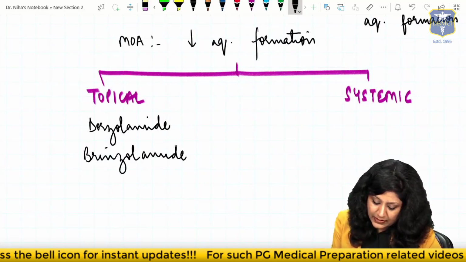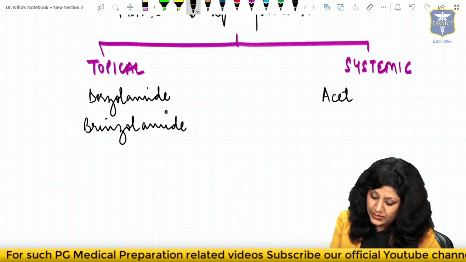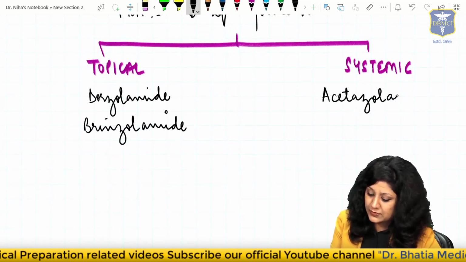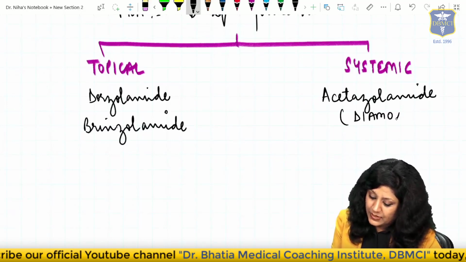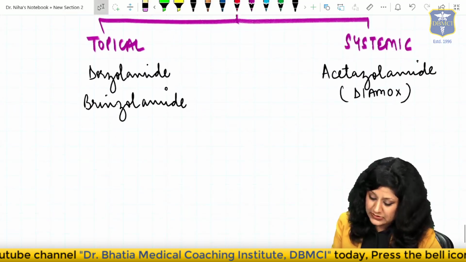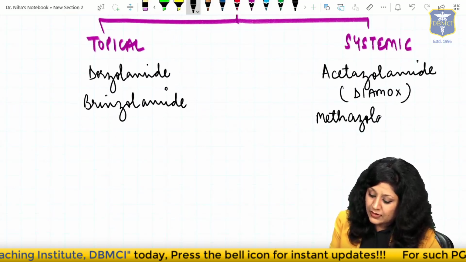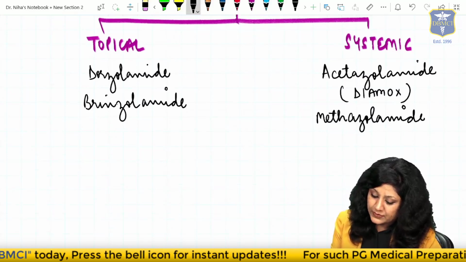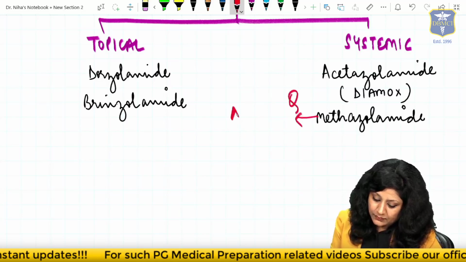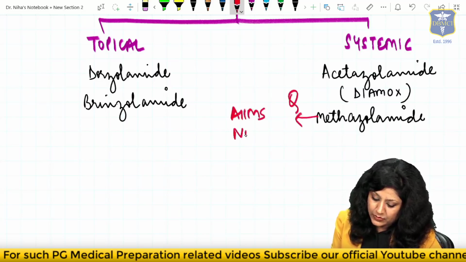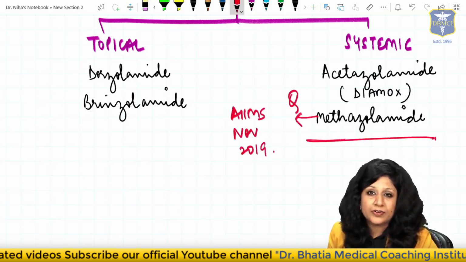Dorzolamide, brinzolamide. And in the systemic variety, the most popular is acetazolamide, which is popularly called Diamox, right? And then we have another drug that we can use systemically, that is methazolamide. Now, methazolamide again was present recently as an option in the AIIMS November 2019. Methazolamide can be used as an anti-glaucoma drug.